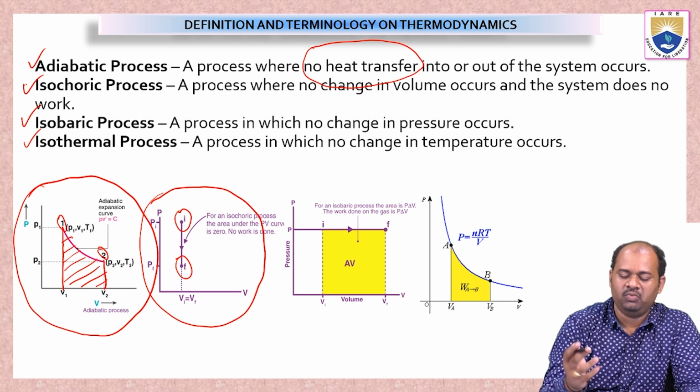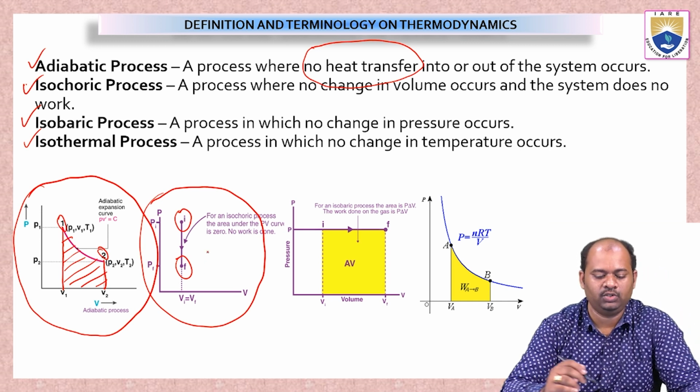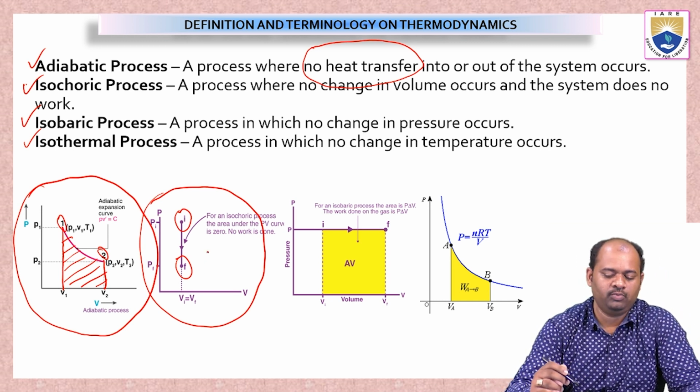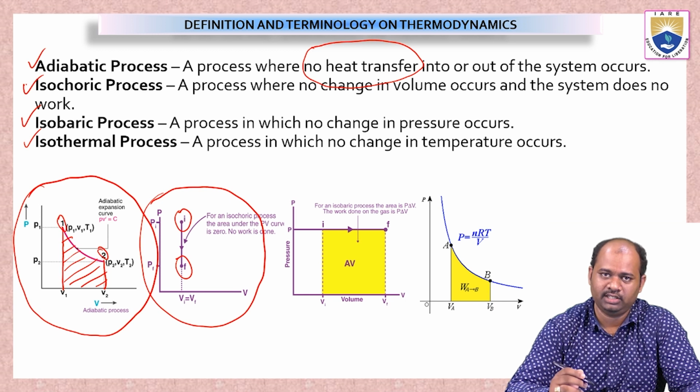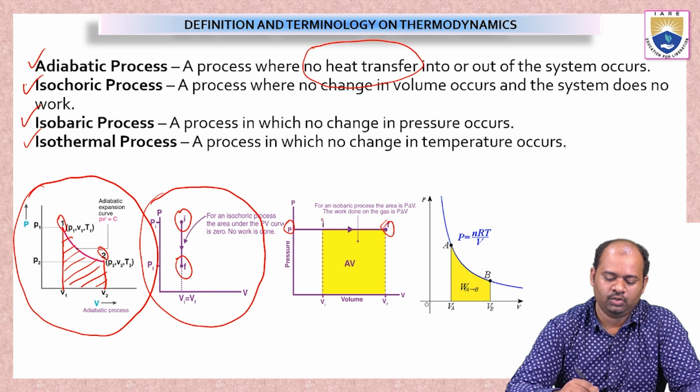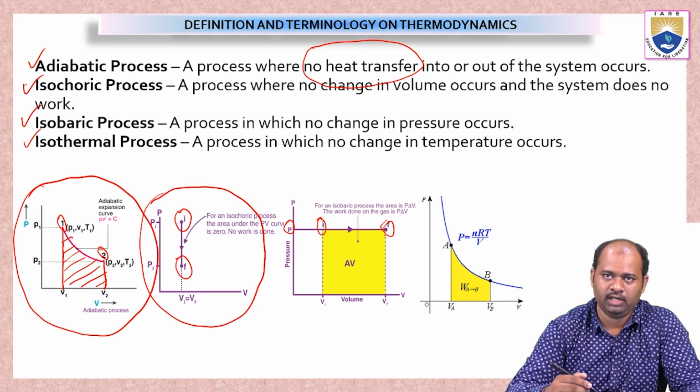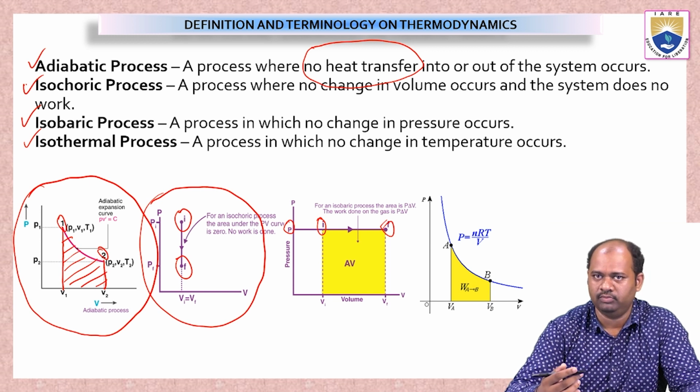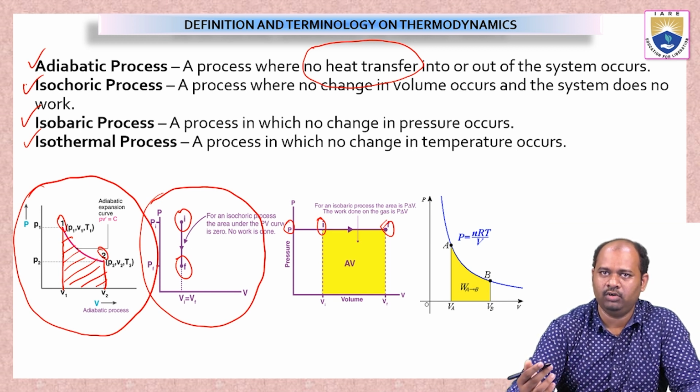There is no work in an isochoric process. Coming to the isobaric process, here the pressure is constant. This is the initial state and the final state, where we have some work done. This can be calculated with the help of the constant pressure value and the volume. So P into V, we will get the work.